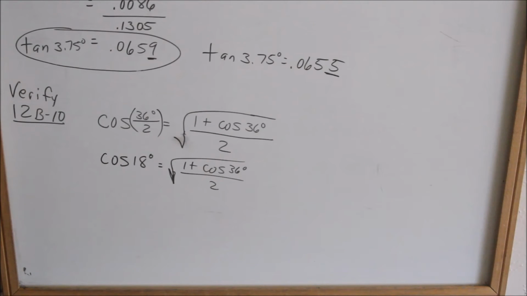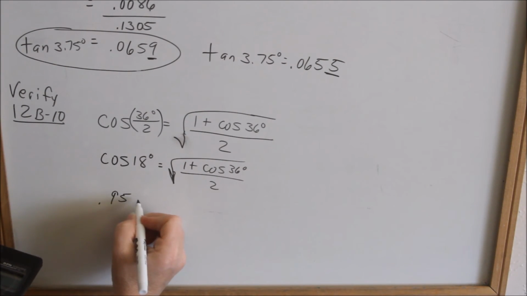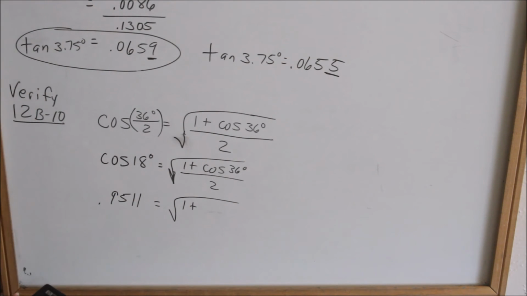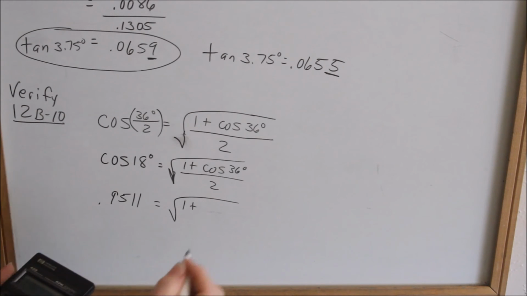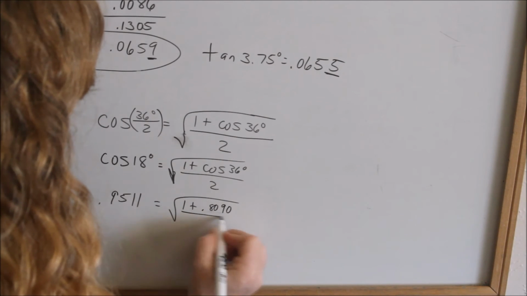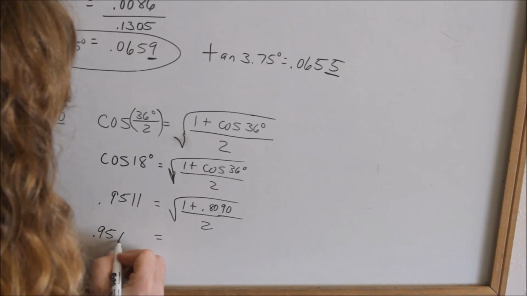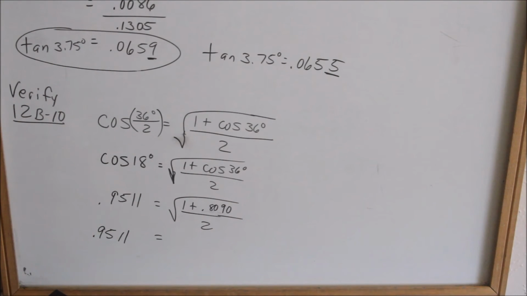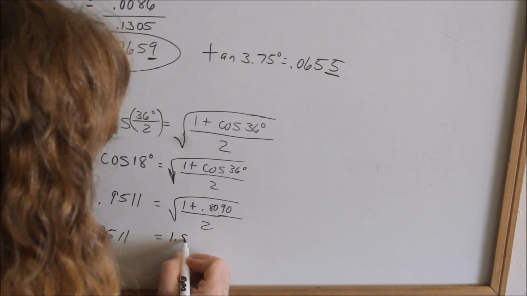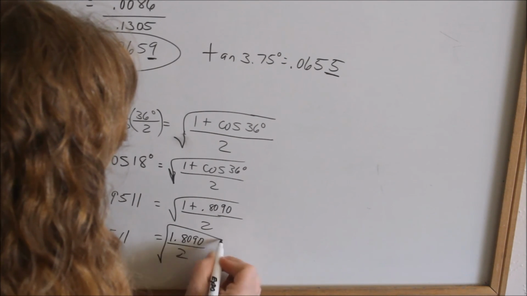Cosine of 18 degrees is 0.9511, which equals the square root of 1 plus cosine of 36 degrees, which is 0.8090, all divided by 2. So we're trying to prove that the left side is equal to the right side. We're proving that these half-angle identities truly work. So that would be 1.8090 divided by 2. Then take the square root of that.